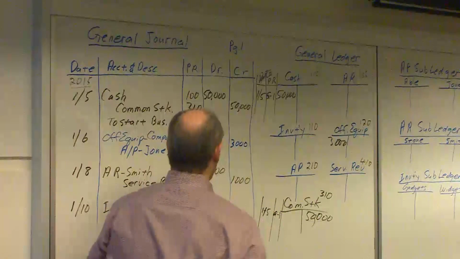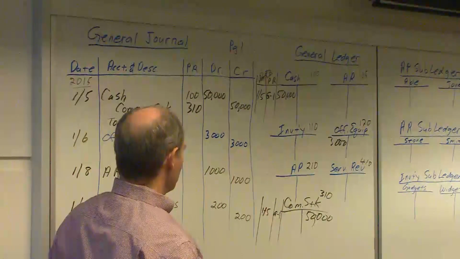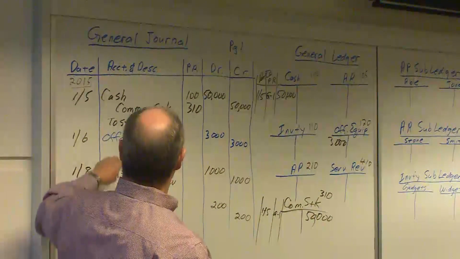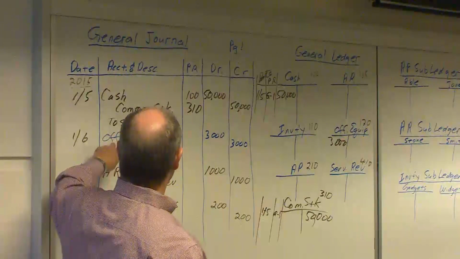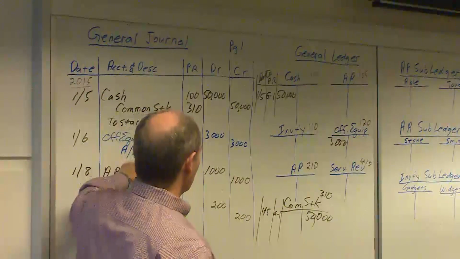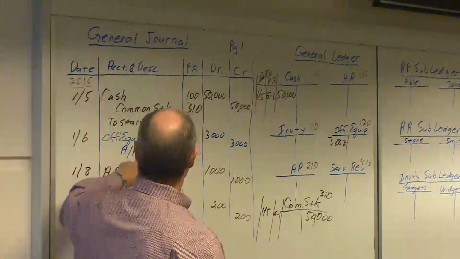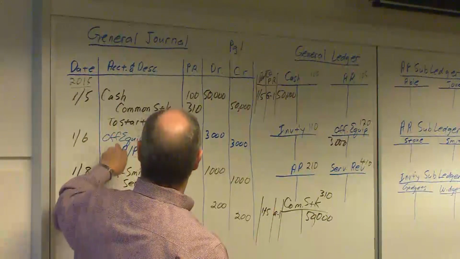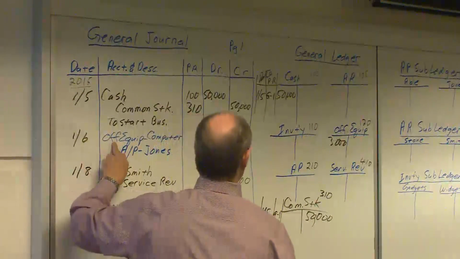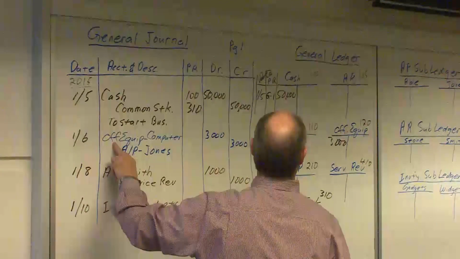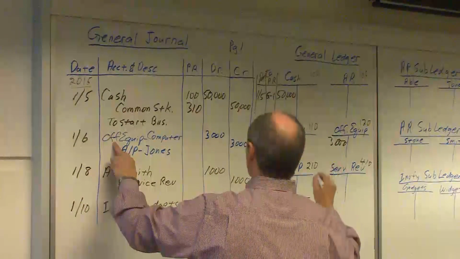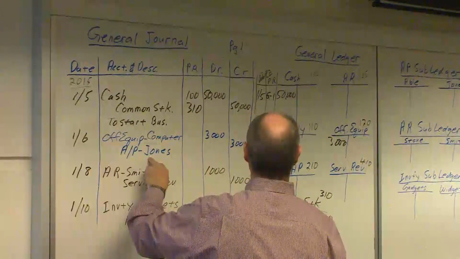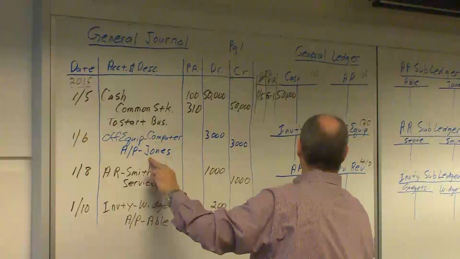Okay, so just to be consistent, both the debit and the credit. Then we'll do the same thing for office equipment and for accounts payable, and all the rest of these. For the office equipment, I started that, I got the 3,000, and then the accounts payable is 3,000.